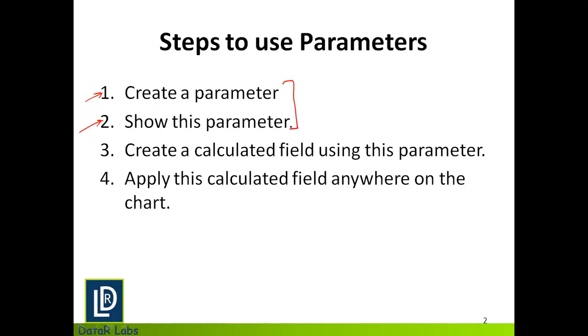Once we are done with the parameter creation and showing of that parameter, the third step talks about creating a calculated field using this parameter. And the final step involves applying this calculated field anywhere on this chart. Basically, what this fourth point means is integrating this calculated field and parameters somewhere on the chart. So these are the basic steps which generally are used in creating and using any parameter on the Tableau charts.